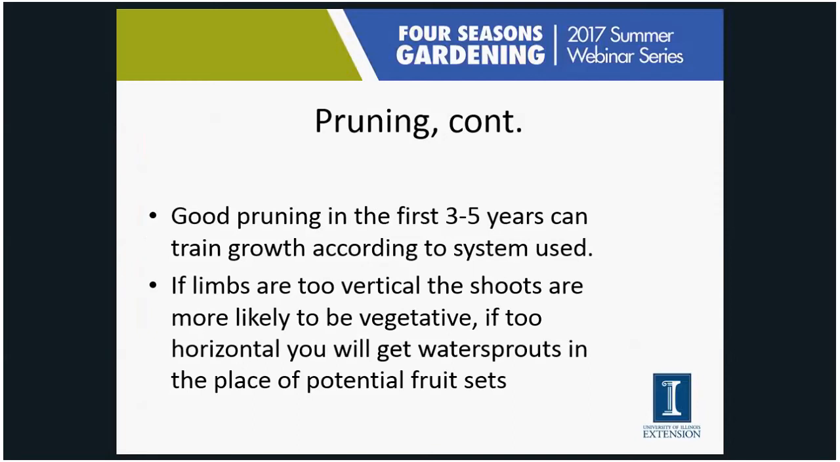If the limbs are too vertical, the shoots are more likely to be vegetative or not very productive. They won't produce the flowers and thus the fruit. If you get the growth too horizontal, you'll get water sprouts in place of the potential fruit sets. So it's a balance of looking at the way that the tree is structured and trying to accommodate.